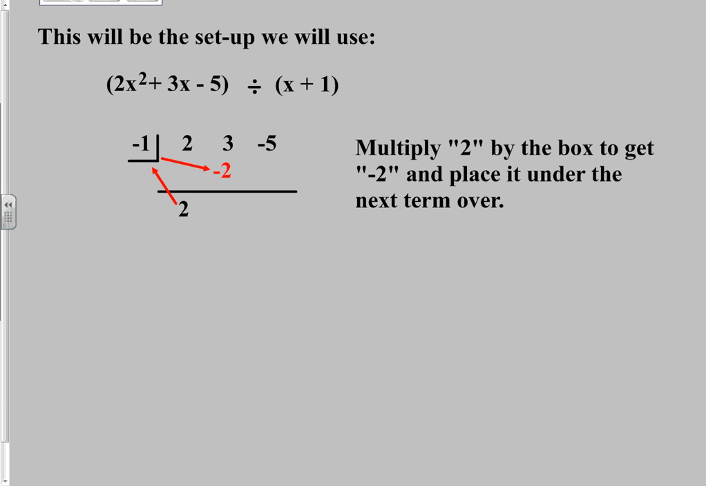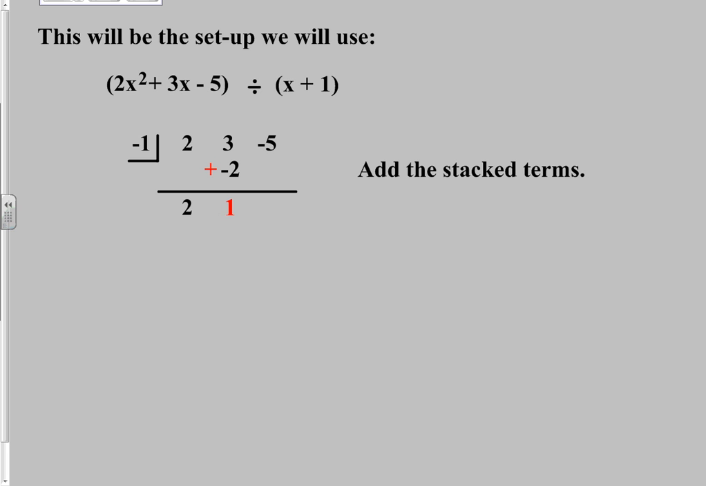Okay, after that multiplication is done, the next procedure is to add these stacked terms that you just created. The 3 that came from the dividend and the -2 that you just got from the multiplication, we're adding them up. So of course 3 plus -2 is 1.